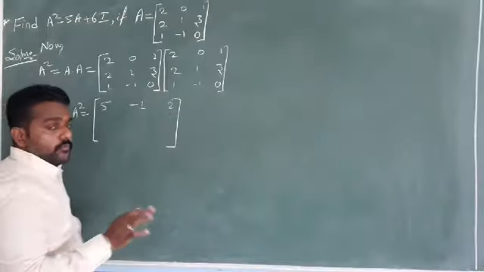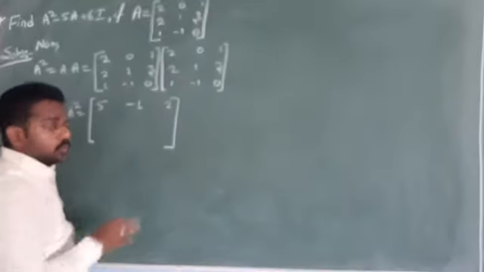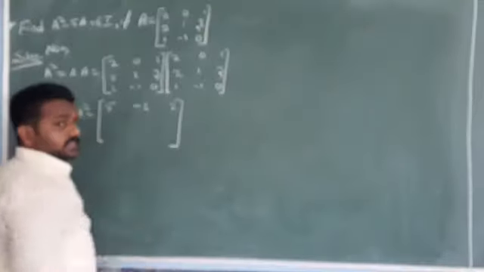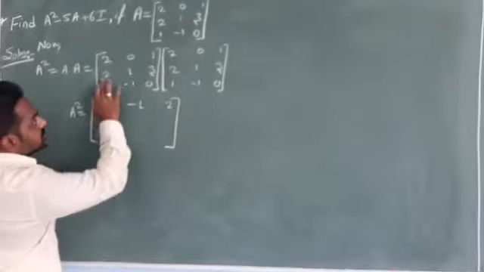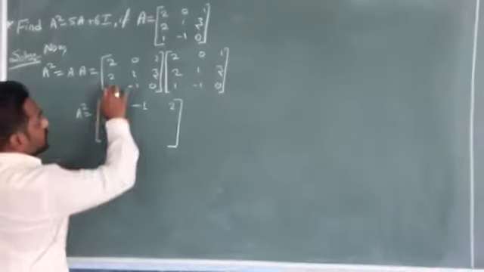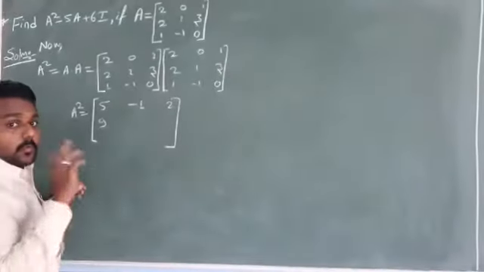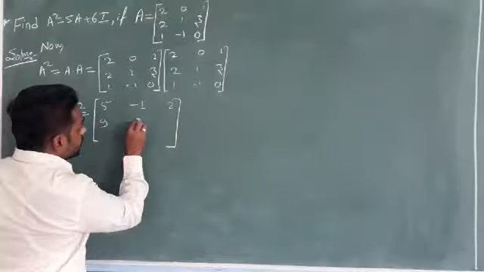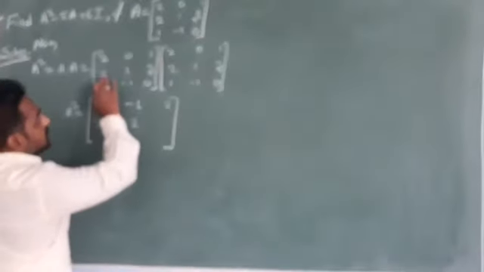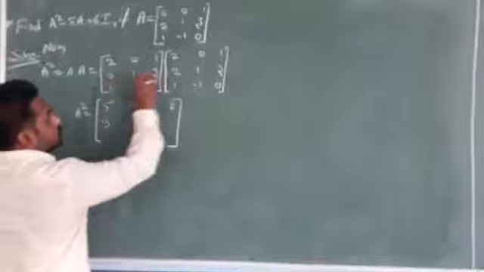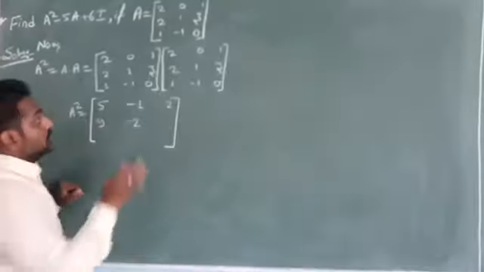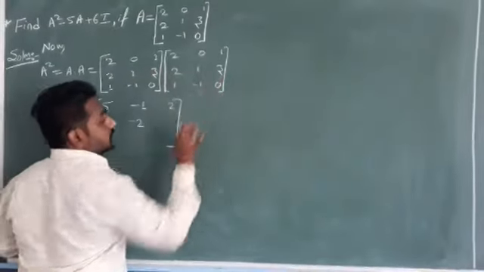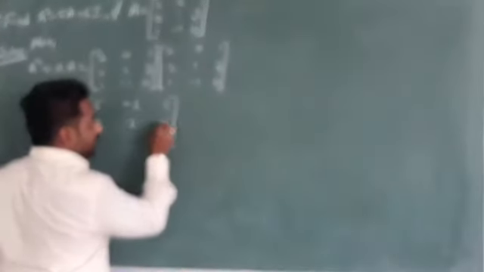Next, second row with each column of the next matrix. 2 into 2, 4. 1 into 2, 2. 4 plus 2, 6. 3 into 1, 3. 6 plus 3, that is 9. Next, second row with the second column element. 2 into 0, 0. 1 into 1, 1. 3 into minus 1, minus 3. 1 minus 3 becomes minus 2. Second row with the third column element. 2 into 1, 2. 1 into 3, 3. 3 into 0, 0. 3 plus 2, that is 5.